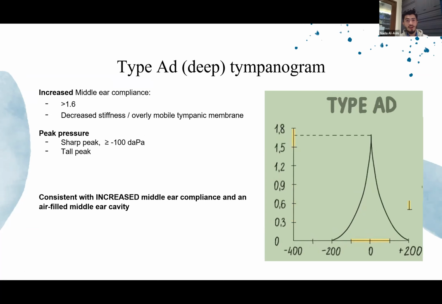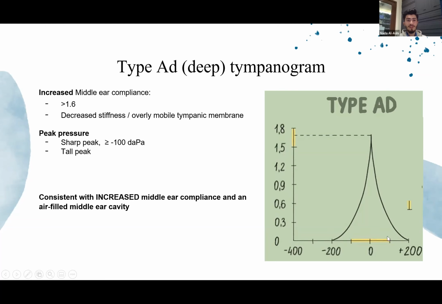So firstly, a type AD or deep tympanogram. This is where we have increased middle ear compliance. So our middle ear compliance value is greater than 1.6. And this means that there is decreased or reduced stiffness, or we have an overly mobile tympanic membrane. And in terms of peak pressure, it is the same as a type A. So it's a sharp peak and it's greater or equal to -100.